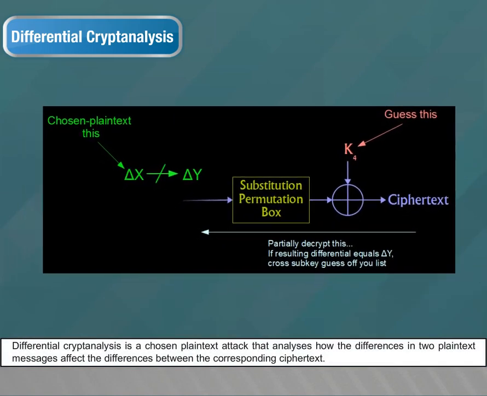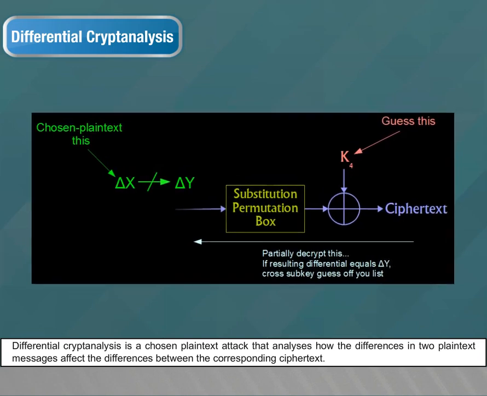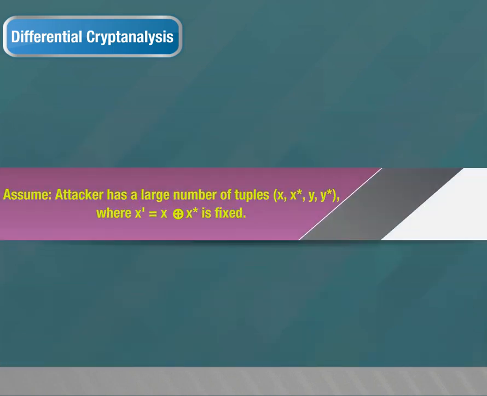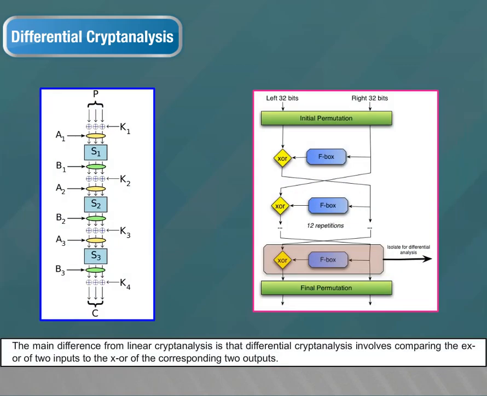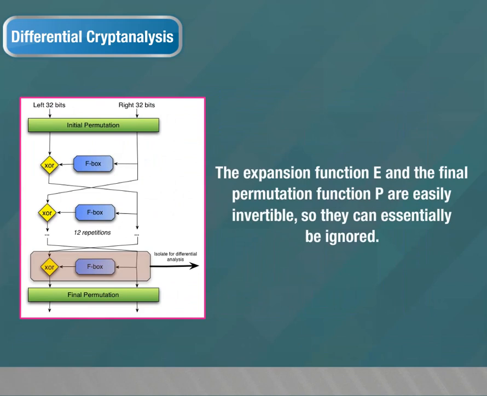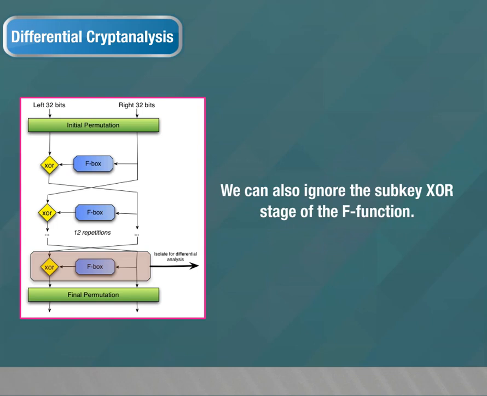Differential cryptanalysis is a chosen plaintext attack that analyzes how the differences in two plaintext messages affect the differences between the corresponding ciphertexts. Assume the attacker has a large number of tuples (X, Y), where X' is equal to X XOR X*, with X* fixed. It is similar to linear attack. The main difference from linear cryptanalysis is that differential cryptanalysis involves comparing the XOR of two inputs to the XOR of the corresponding two outputs. The expansion function E and the final permutation function P are easily invertible, so they can essentially be ignored. We can also ignore the sub-key XOR stage of the F function.